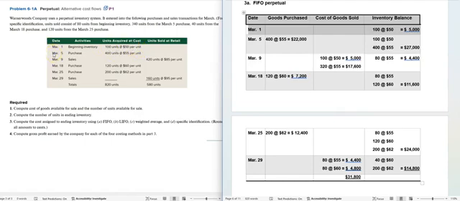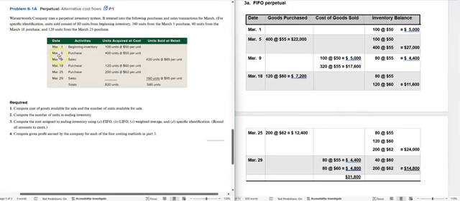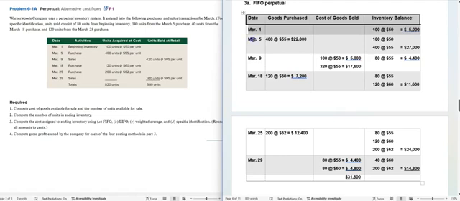Keeping things in order chronologically, the first thing that happened is on March 5th, we made a purchase. When we made that purchase on March 5th, we added to the inventory we already had on hand. We had the 100 at 50. Now we added another 400 at 55, increasing our inventory balance. On March 9th, we made a sale.